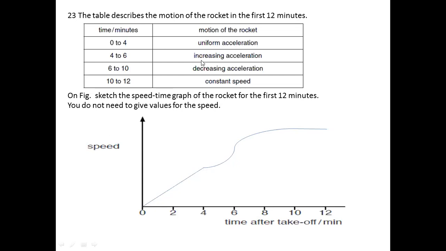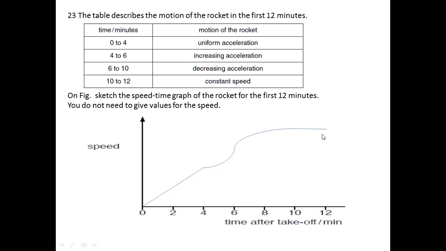Then we have increasing acceleration. For increasing acceleration, we have what? A curve. And the curve will be like this from 4 to 6 seconds. Then we have decreasing acceleration, so we have a curve like this from 6 to 10 seconds. And then we have constant speed for the last time interval, from 10 to 12.